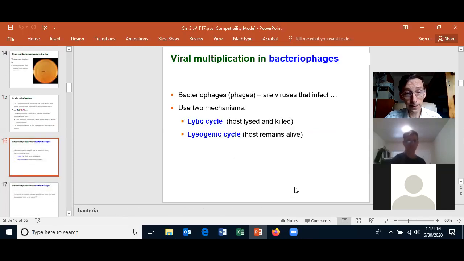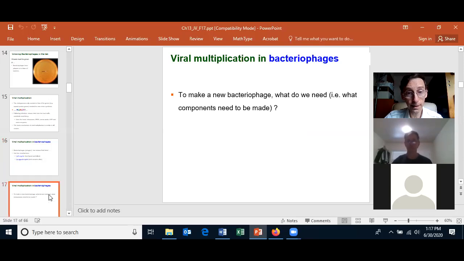For bacteriophages, there are two life cycles, the lytic life cycle and the lysogenic life cycle. In the lytic life cycle, the host cell is killed, releasing viruses. In the lysogenic life cycle, the host cell remains alive.